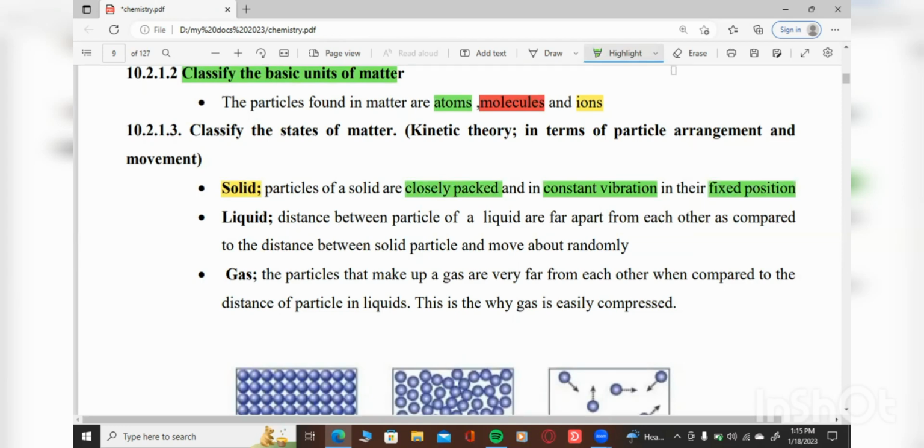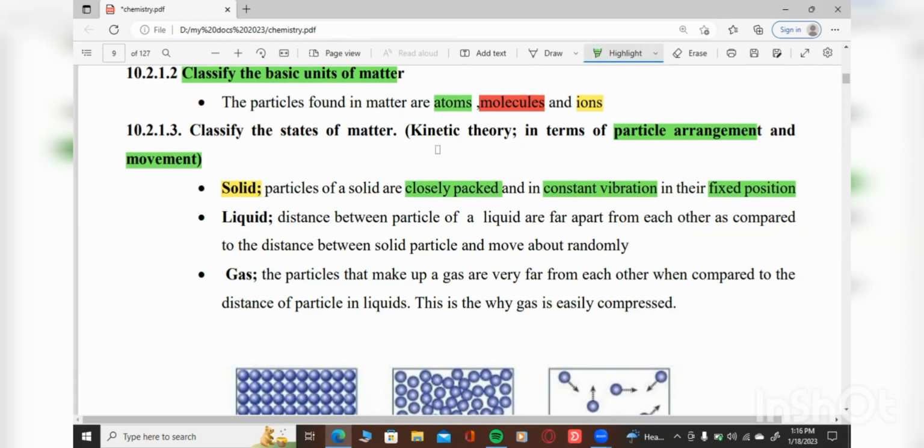Remember, we are talking about the particle arrangement in solids and also the particle movement. What is the particle arrangement in solids? They are closely packed together. What is the particle movement? Constant vibration, within their fixed position.